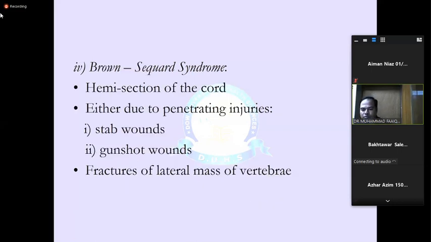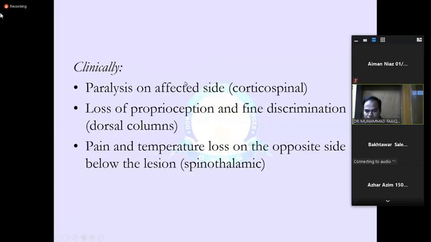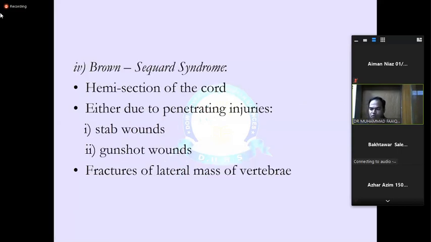Brown-Séquard syndrome is the hemisection of the cord. Because of the hemisection, the ipsilateral corticospinal tract, spinothalamic tract, and dorsal column are involved. Brown-Séquard syndrome usually happens because of a gunshot wound, a penetrating wound, and this results in three important clinical features.